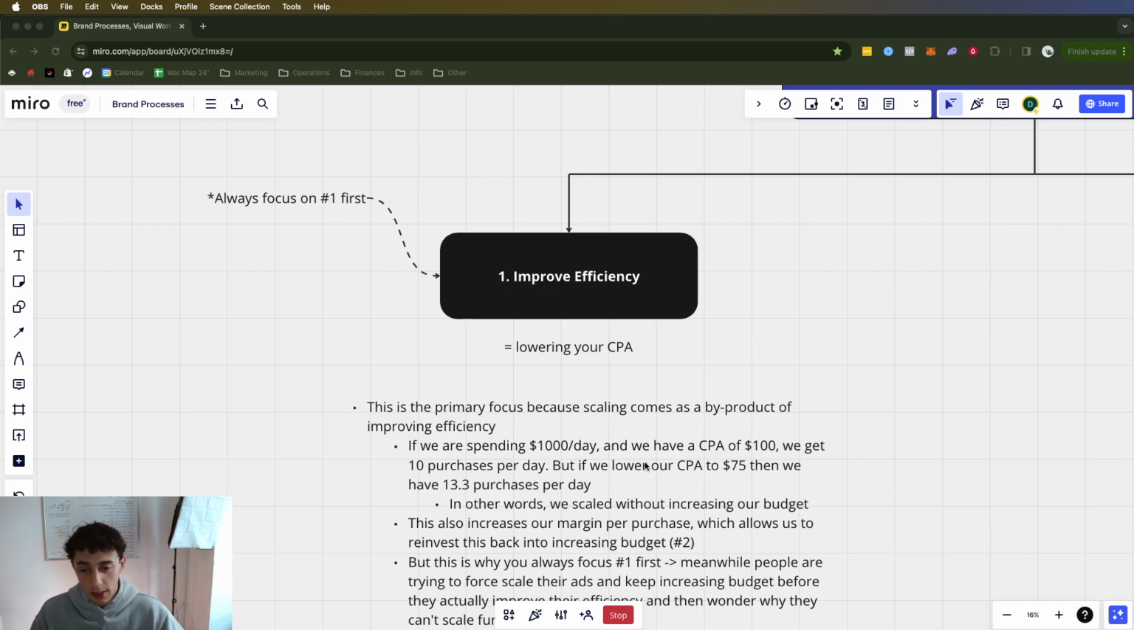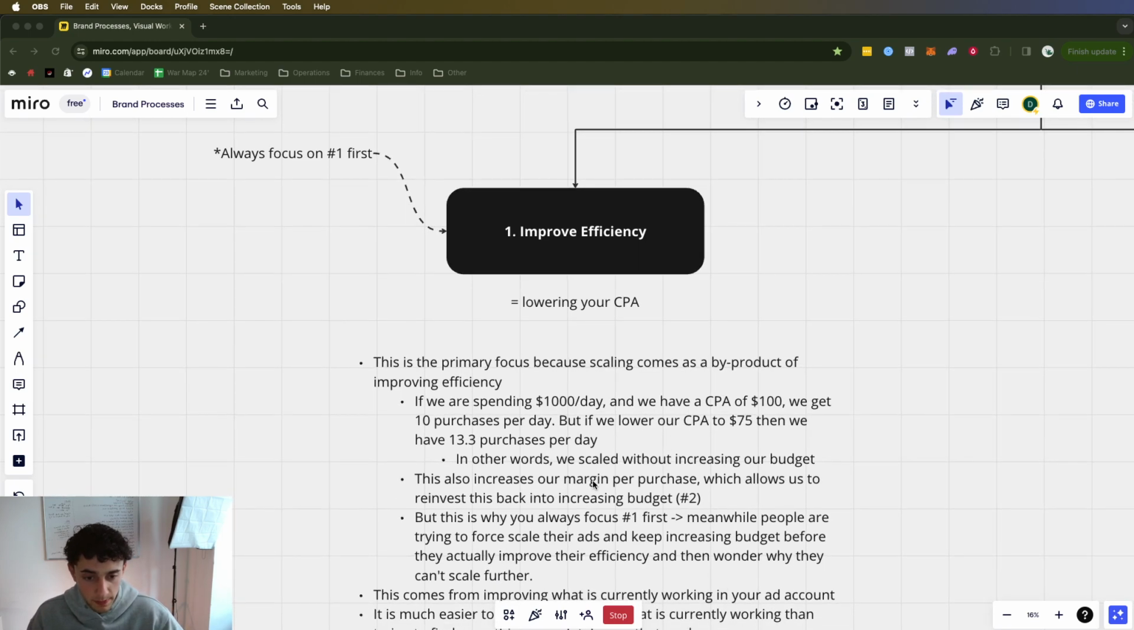And this is great, because you don't have to go spend more money on marketing. Who wants to spend more money on marketing and increase their expenses? You don't. You want to make more profit and scale your business while you do that. Now, this also increases our margin per purchase, which allows us to reinvest this back into increasing the budget, which is number two. But this is why you always focus on number one first, improving your efficiency. Meanwhile, people are trying to force scale their ads, keep increasing budget before they actually improve their efficiency, and then wonder why they can't scale further. It's kind of what I just said there.